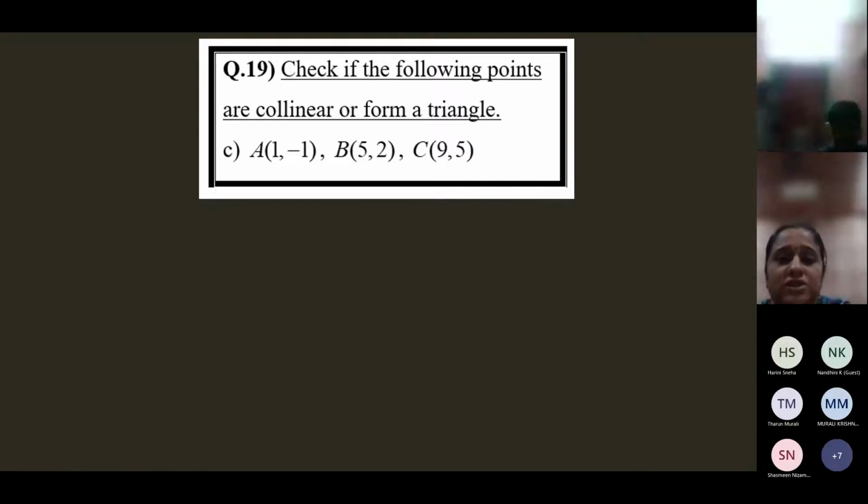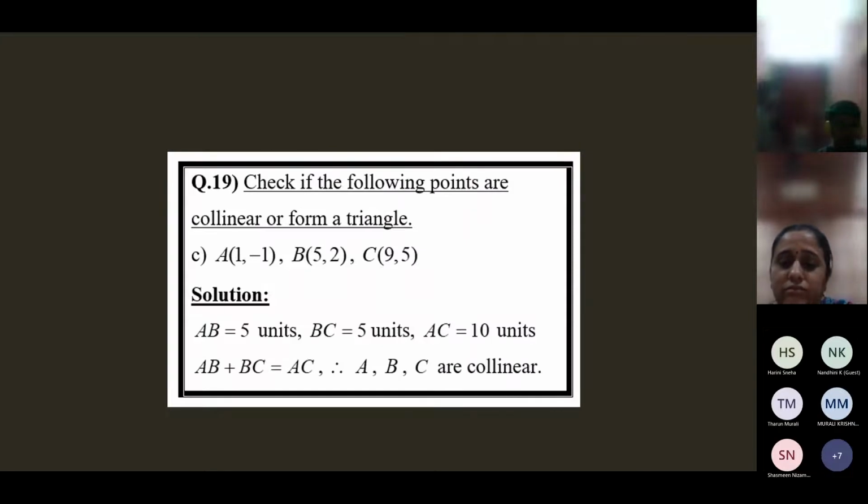All right. Again, check if the following points are collinear or form a triangle. You don't see the steps here, but when you work this, maybe you can try it later. When you find AB using the distance formula, you will find AB is 5 units, BC is 5 units, and AC is 10 units. So again, AB plus BC is equal to AC. That means the points A, B, and C are collinear. They don't form a triangle.